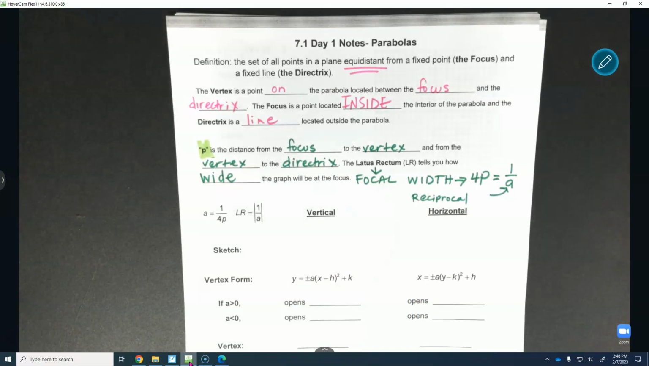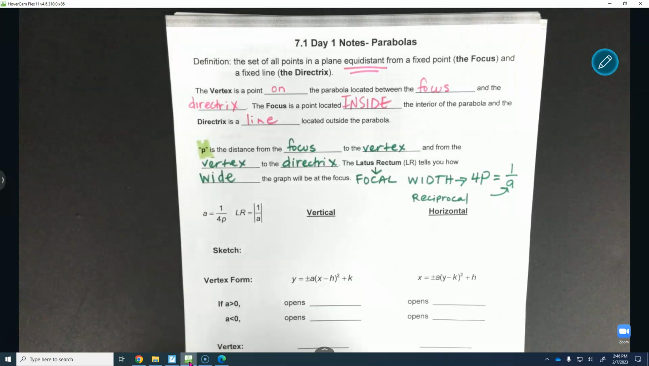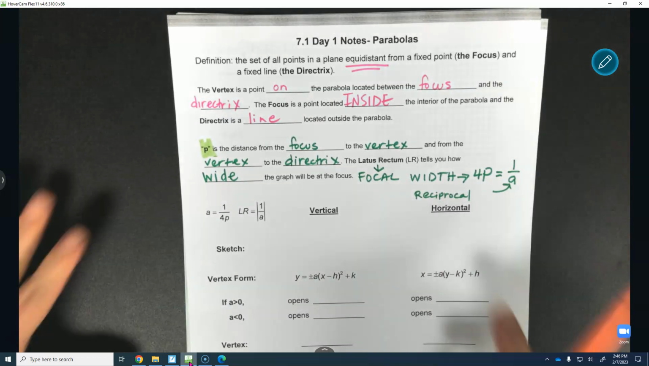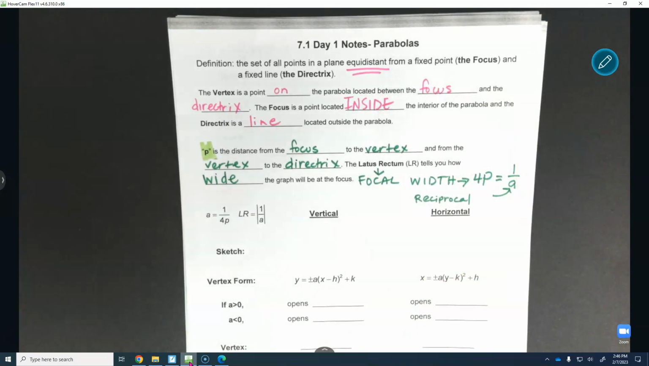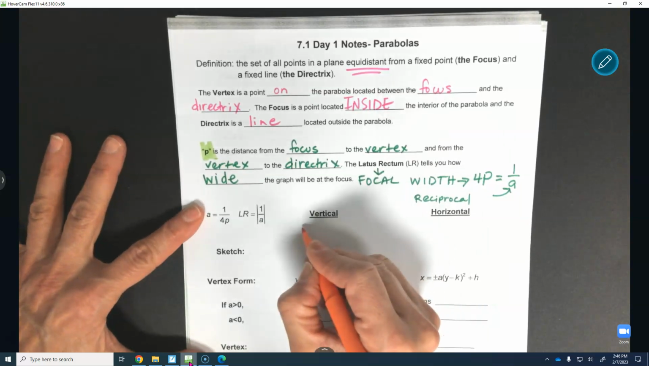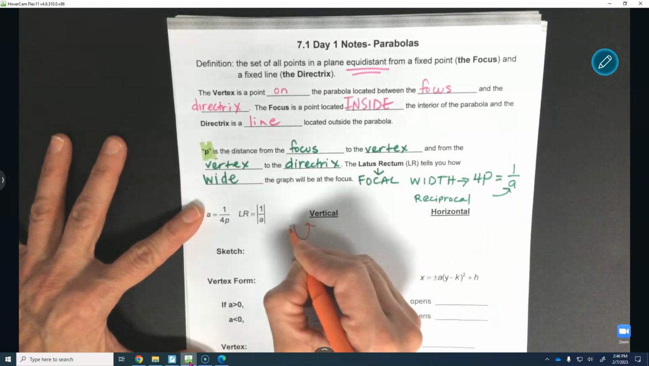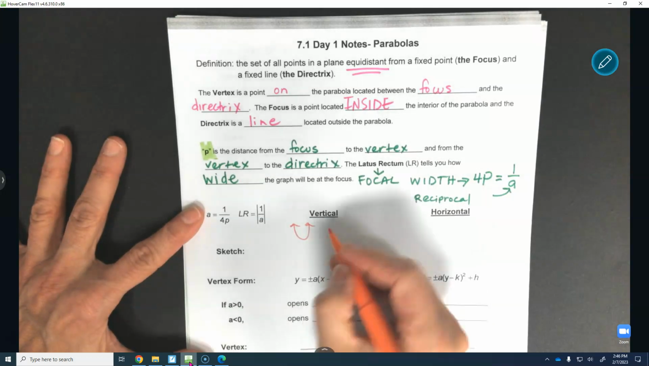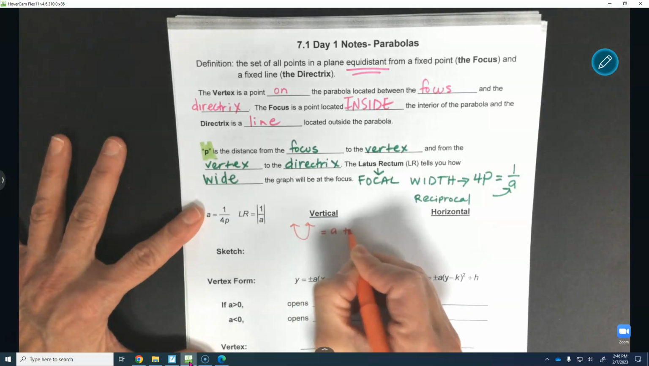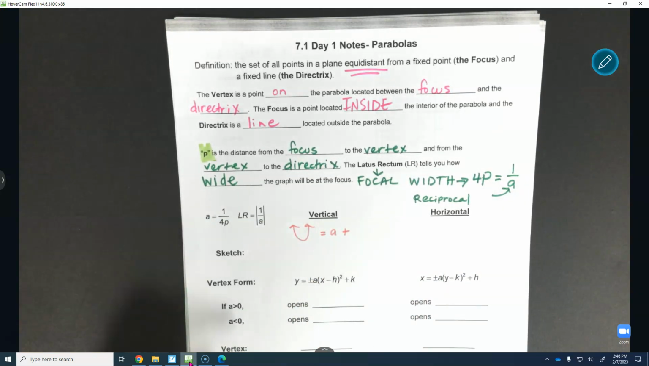All right, so what we got going on now is we have 2 ways that we can make a parabola. We can make a vertical parabola, which you guys have seen before, very similar to like Algebra 1. And then we're going to have a sideways parabola. It's called a horizontal parabola. Here's just a little sketch. Here's your vertical. And go up or down. This is when the A value is positive. If it's negative, it opens down.